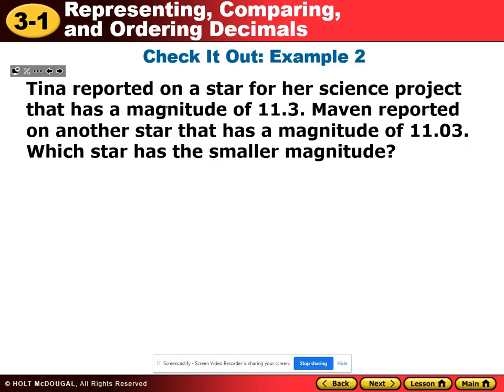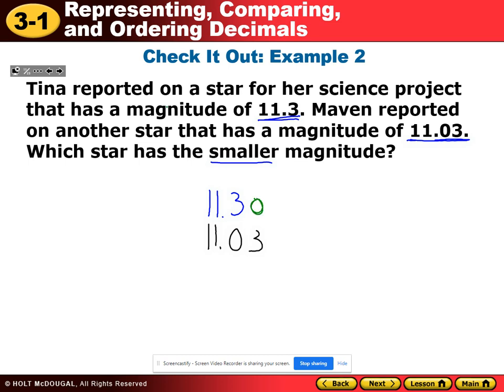All right, so we go again. Here, 11 and 3 tenths, 11 and 3 hundredths. Which star has the smaller? Again, we put 11 and 3 tenths, and we line up 11 and 3 hundredths, and it is always good to have that placeholder there.